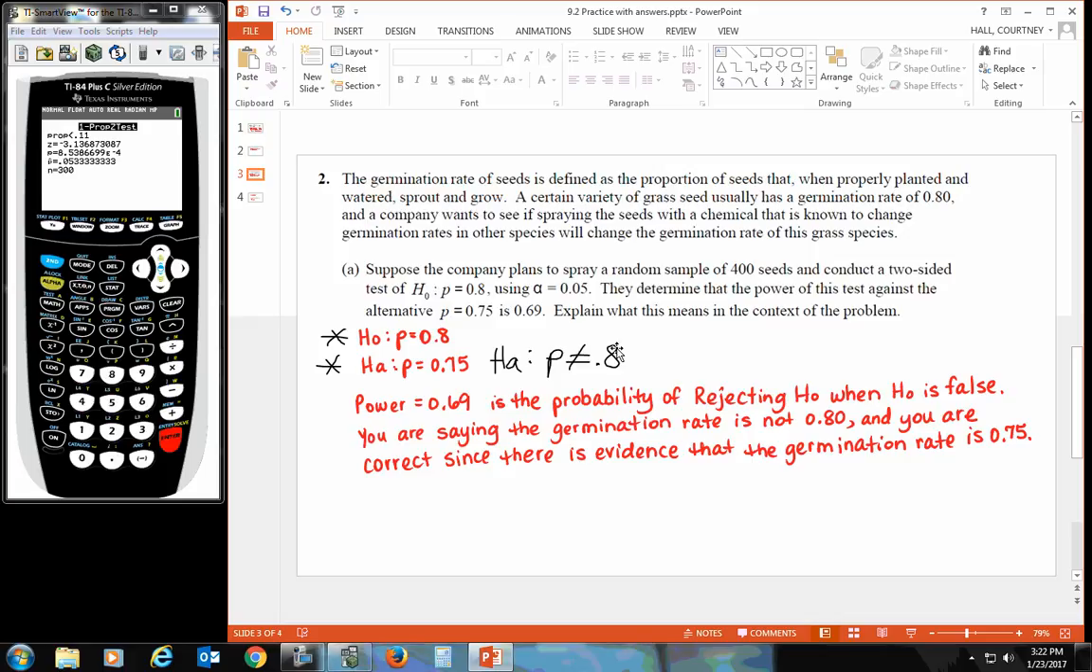So what is our power? Our power is given to us as 0.69. That is the probability of rejecting the null hypothesis when the null is false. So you're correctly rejecting the null hypothesis. We have a probability of 69% of rejecting the null hypothesis when we should have, when it really was false. So you're saying that the germination rate is not 80%, and you're correct since there's evidence that the germination rate is 0.75. So 69% is the probability of rejecting the null when you're right in doing that, because it was actually 0.75.